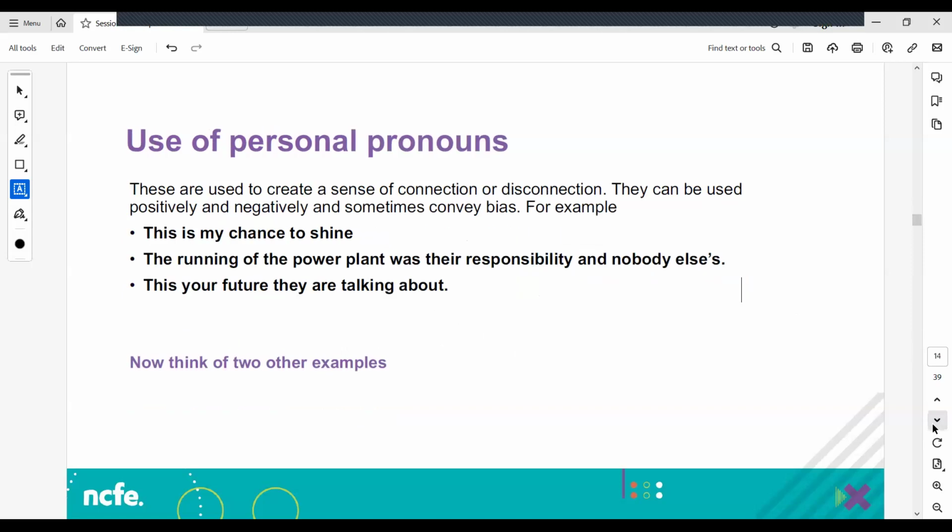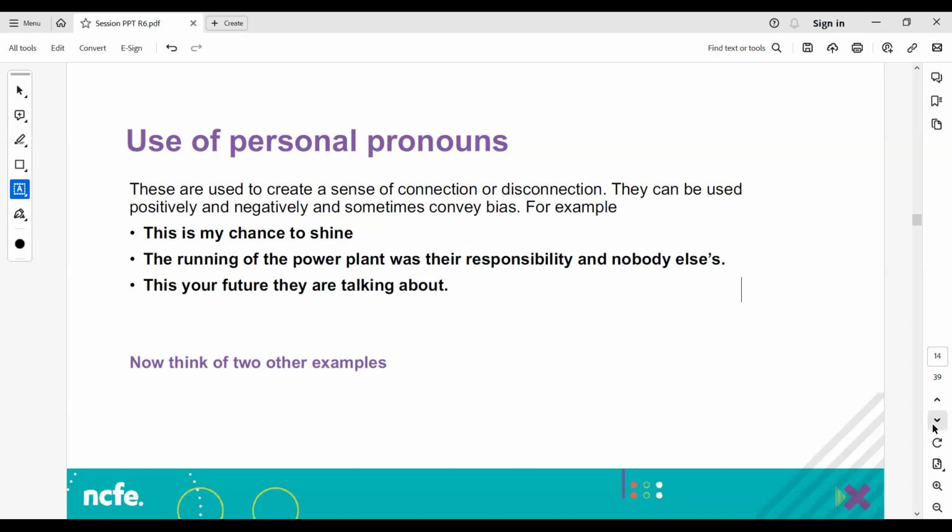So moving on, the use of personal pronouns. These are used to create a sense of connection or disconnection. They can be used positively and negatively and sometimes convey bias. So in these sentences, if they were read aloud, the personal pronoun would be stressed to emphasize that meaning, so that positive or negative meaning. Okay, so I'll read them out loud so you can hear that.